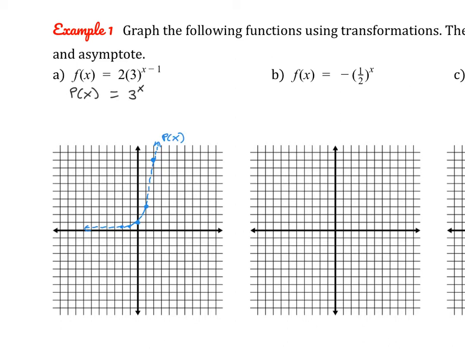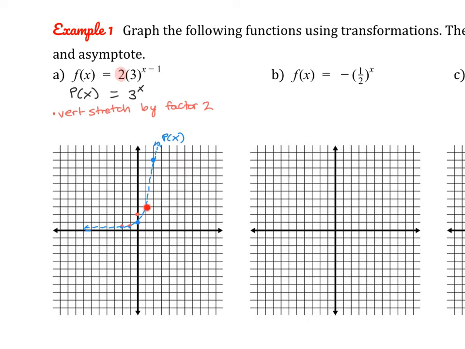Now let's look at the transformations we see. The first one we should address, because it is multiplication and we always do those first, is this 2. This 2 out front causes a vertical stretch by a factor of 2. That means we're going to take all of our y values and essentially double them, because they're going twice as high. For these first ones, they're not going to change significantly, but this y value of 1 is going to double to 2.